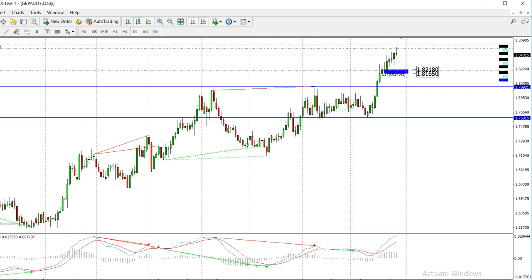What I want to show you here today is just a live trade example on the British pound Aussie. As you know, I posted a video yesterday of a trade I took on it, and I hit my target yesterday and I've re-entered at a higher target again today.